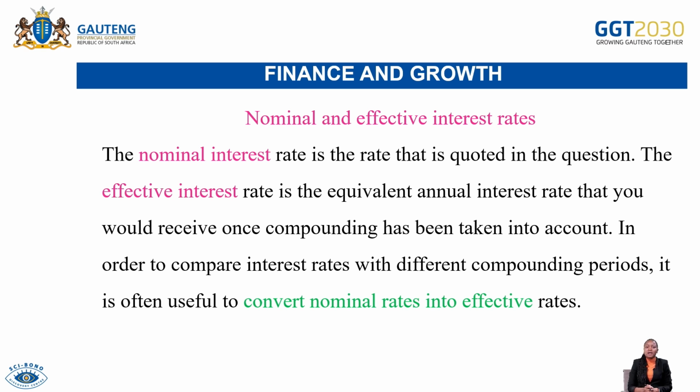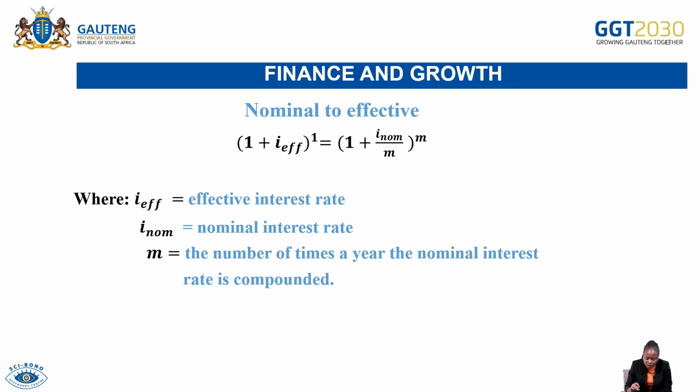The effective interest rate is the equivalent annual interest rate that you would receive once compounding has been taken into account. In order to compare interest rates with different compounding periods, it is often useful to convert a nominal interest rate into an effective rate. When you are doing the calculations of nominal and effective interest rate, how do you see that one is nominal and the other is effective? The effective is always much higher than the nominal interest rate. Let's go to the first question.